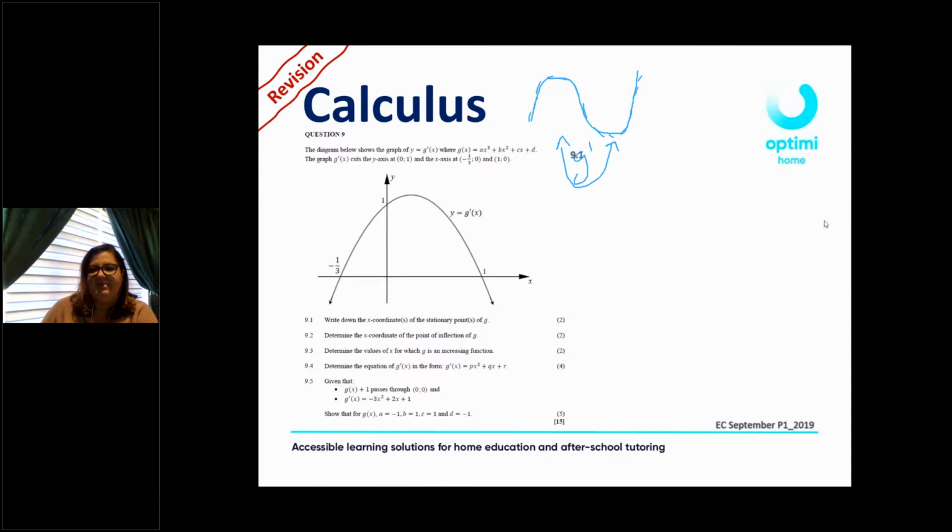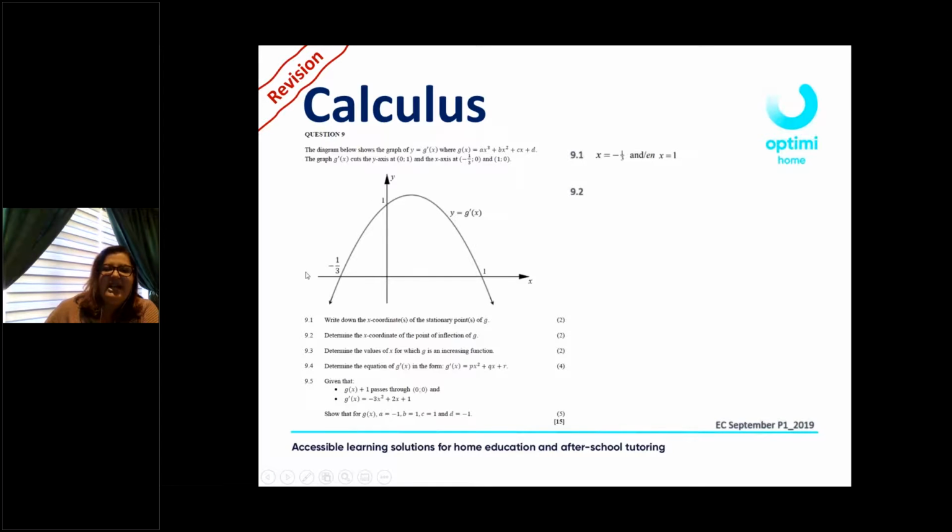Let me just take away that drawing for us. So where x is negative a third and where x is equal to 1. Now they say determine the x-coordinate of the point of inflection. So the point of inflection you get when you take a second derivative and put that equal to 0. What does that mean? It means that when I draw tangents to my first derivative, where my tangent's gradient is 0, meaning I have a horizontal line, that is where my point of inflection is. And that is my turning point of my first derivative.